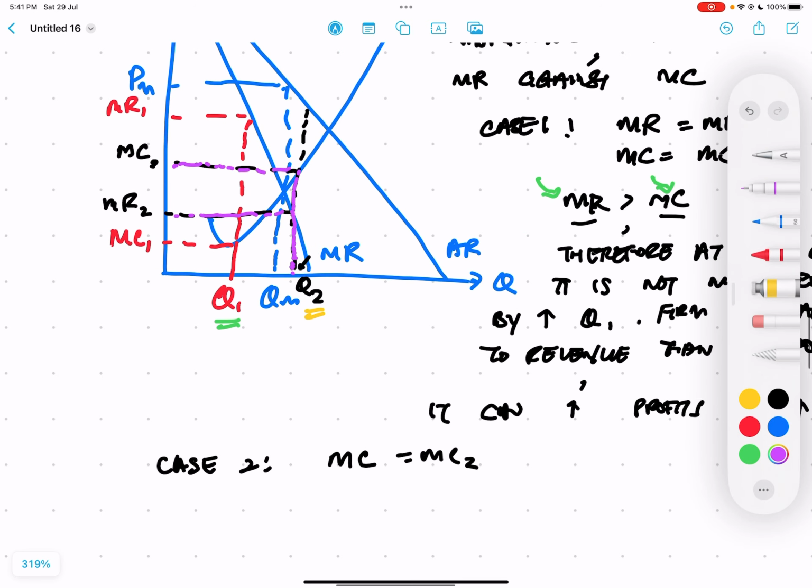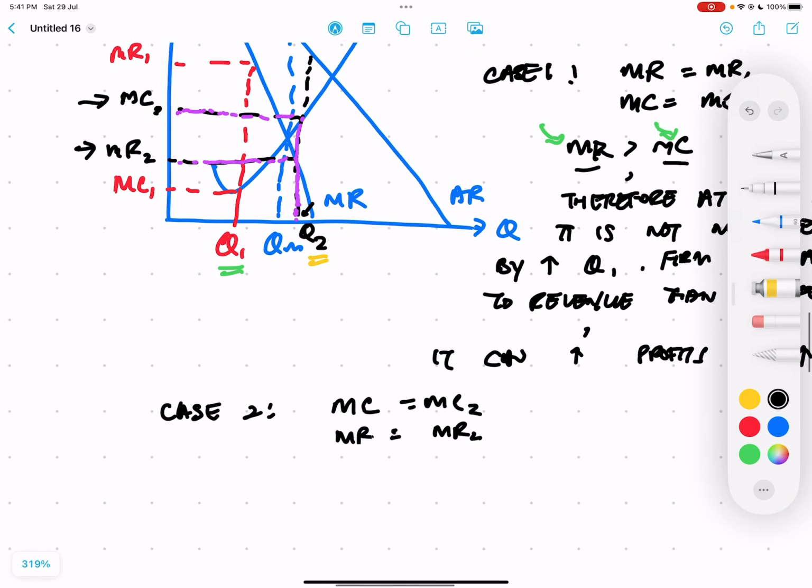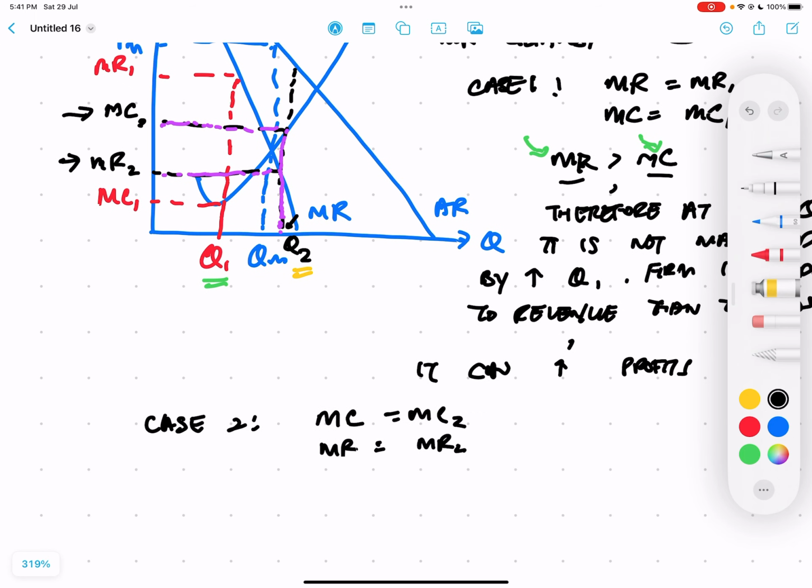So what you notice is that your marginal cost is seen by MC2, but your marginal revenue is much lower, at MR2. So here, when you are at this unit, what is basically happening is that the last unit is adding more to cost than to revenue.